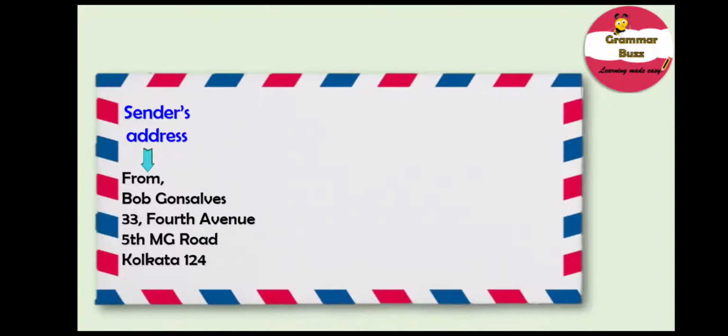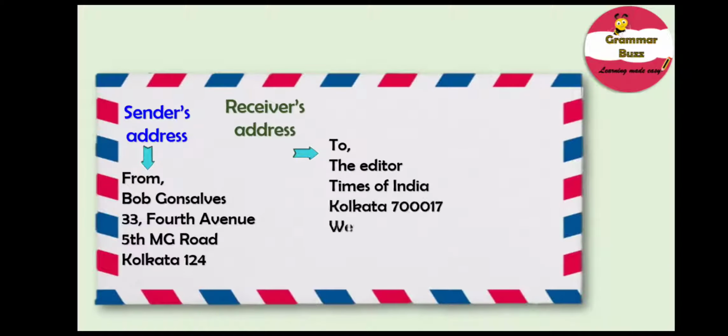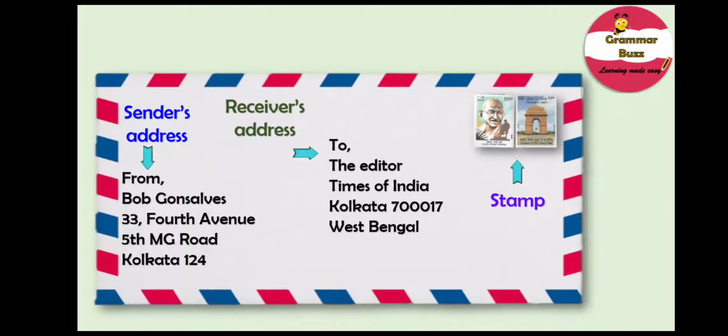The next important part is the receiver's address. We usually write this in the middle of the envelope, and that is to the editor, Times of India, Kolkata 700017, West Bengal. And next we put the stamp that comes on the top right-hand side of the envelope. And your letter is ready to be posted.